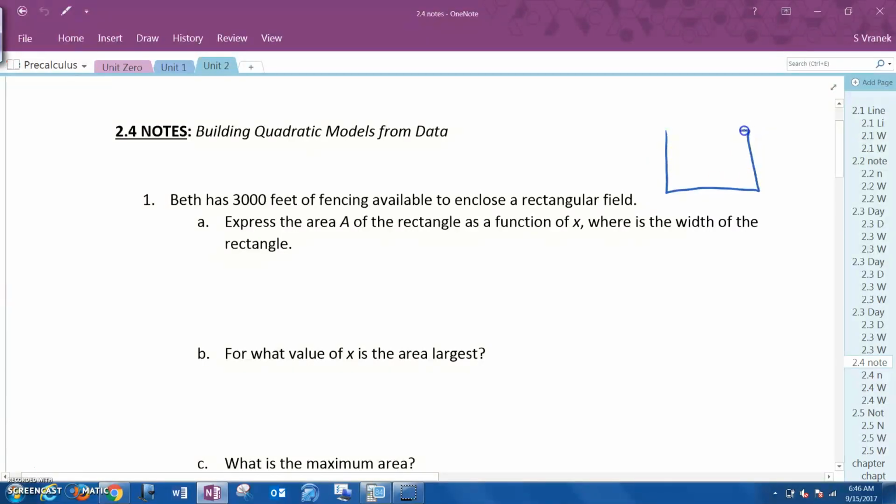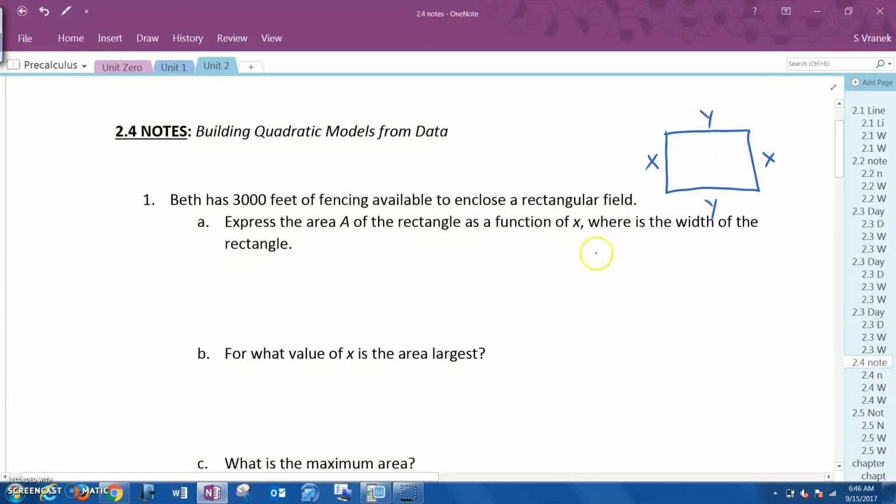So up here I'm going to write a rectangular field. I'm going to call x the width because that's what it says in the problem, and I'll make y the length. Alright, so we know we have 3,000 feet. When you build a fence, you have to think, what is that? Is that like area, perimeter? And hopefully you guys realize that 3,000 feet would be the perimeter.